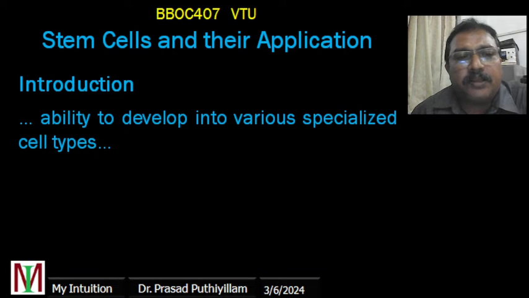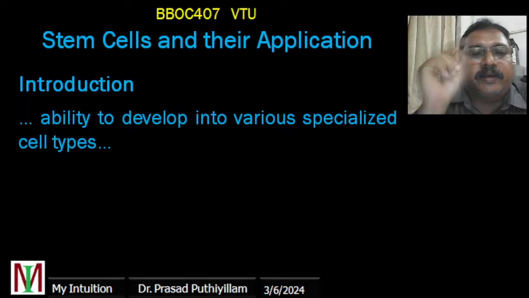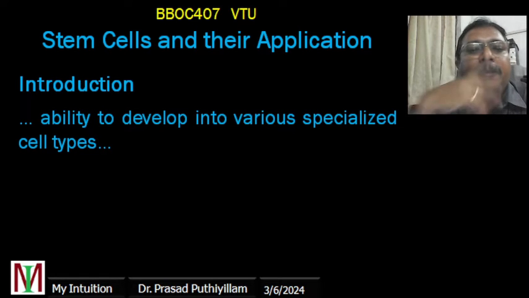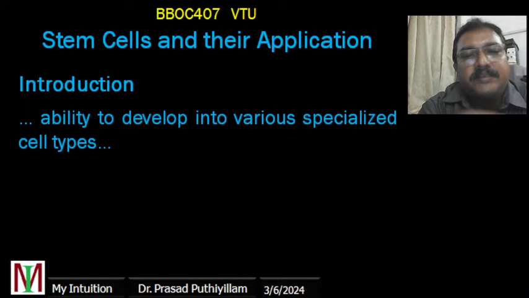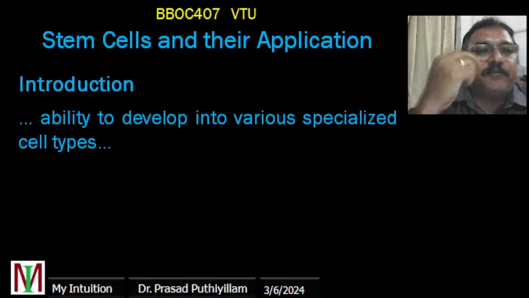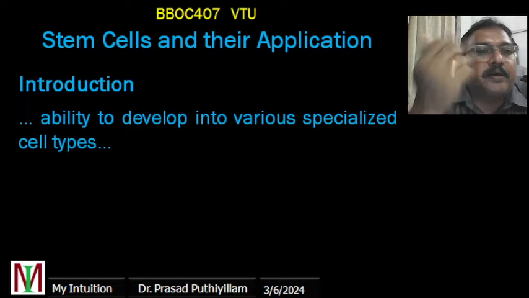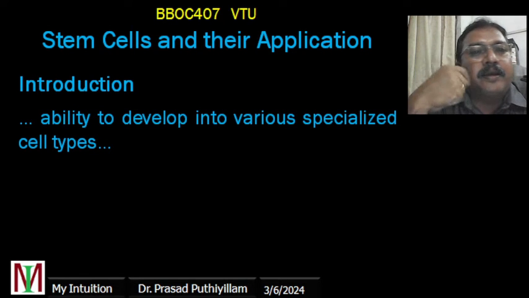Now the introduction: stem cells and their application. Stem cells are unique cells with a very remarkable ability, their own ability to develop into various specialized cell types in the body. We know we have different cell types. The cell type in our skin, in our eye retina, in the heart or in the kidney. Everything is different. They have their own function to do.